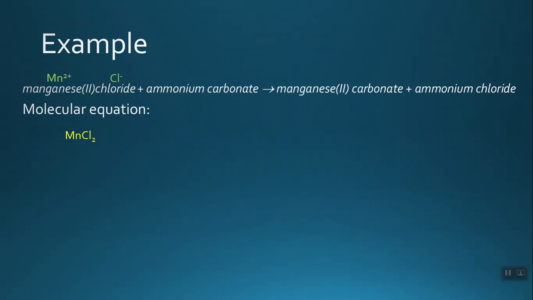Next one is ammonium carbonate. Ammonium is NH4+, carbonate is CO3 2-. You need 2 ammoniums and 1 carbonate, and you'll make (NH4)2CO3. Manganese 2 carbonate: we have Mn2+ and CO3 2-. You need 1 of each to make MnCO3. And then lastly, ammonium chloride: we have NH4+ and Cl-, and 1 of each, so it's NH4Cl.